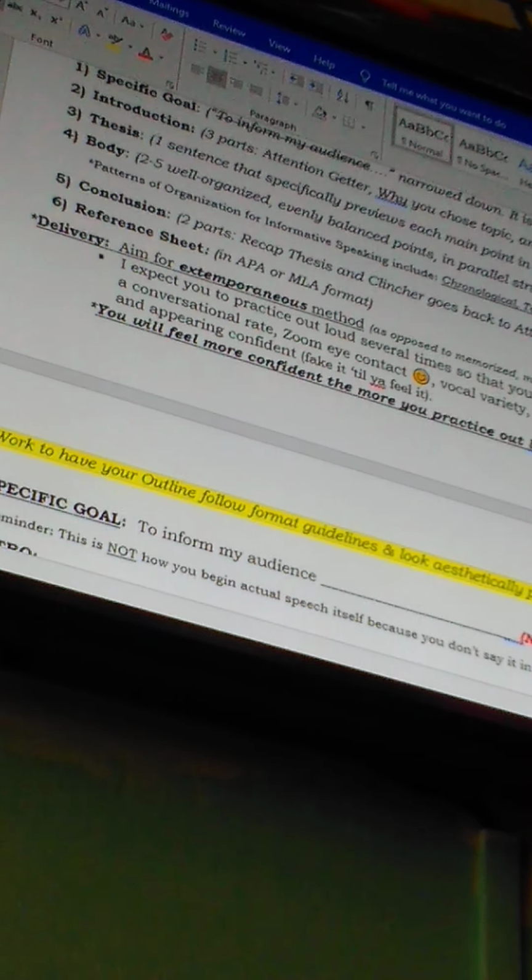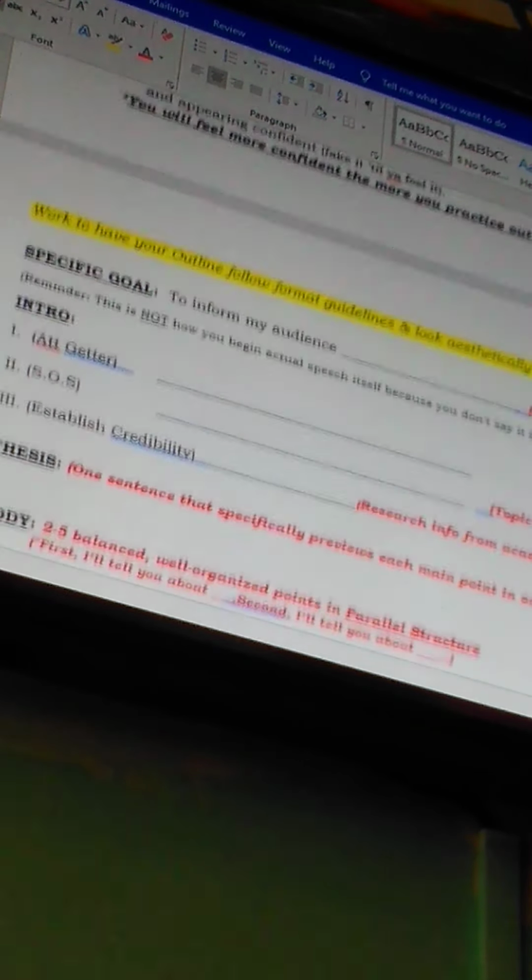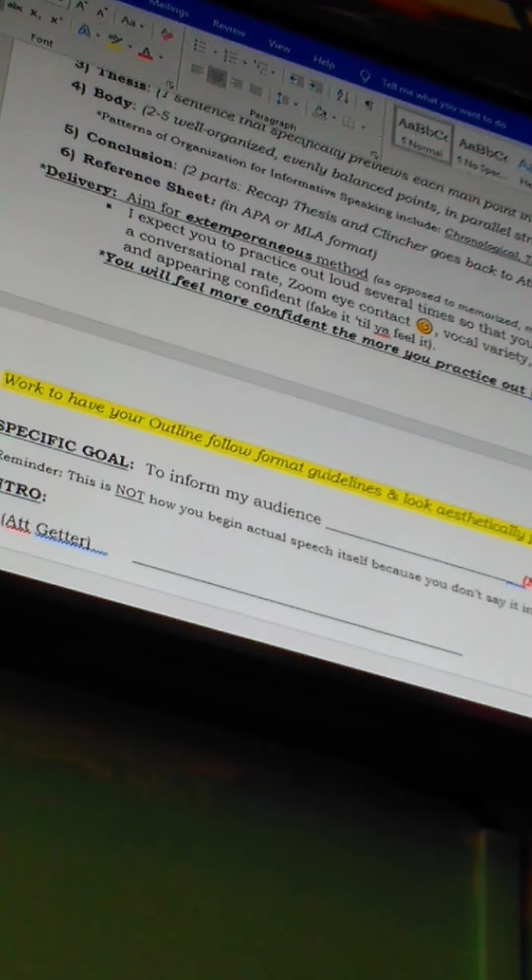In the conclusion, you're going to see in the examples that there's 2 main parts, and this is by Roman numerals again. The first is the recap, and the second is the clincher that goes back to the attention getter. The reference sheet I have an example of, and that is in either APA or MLA style.